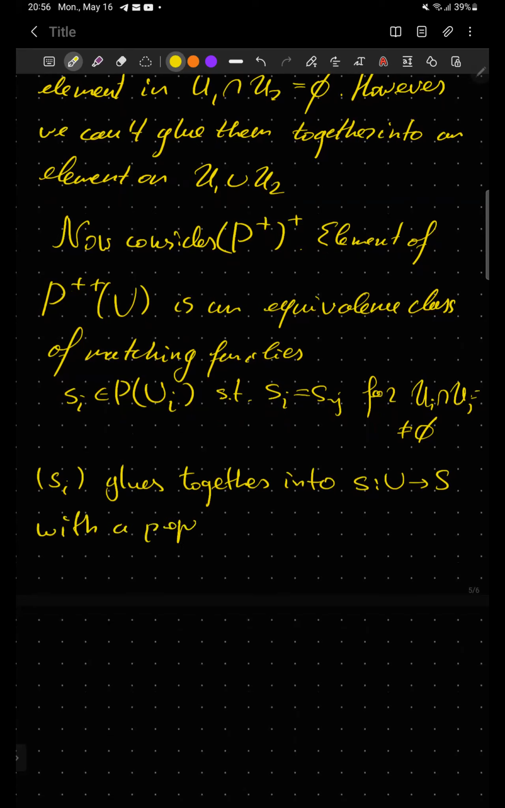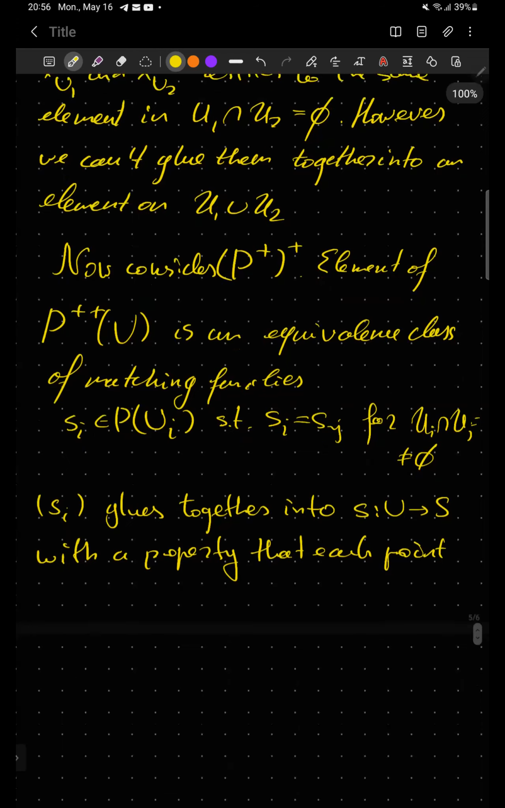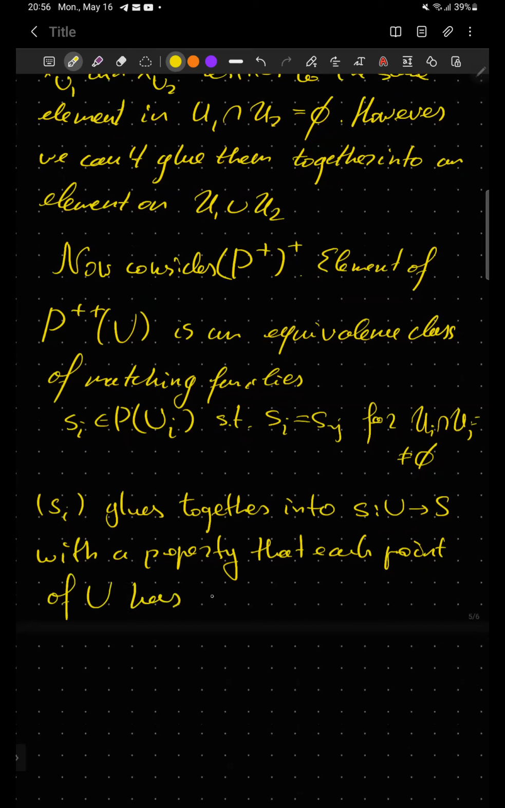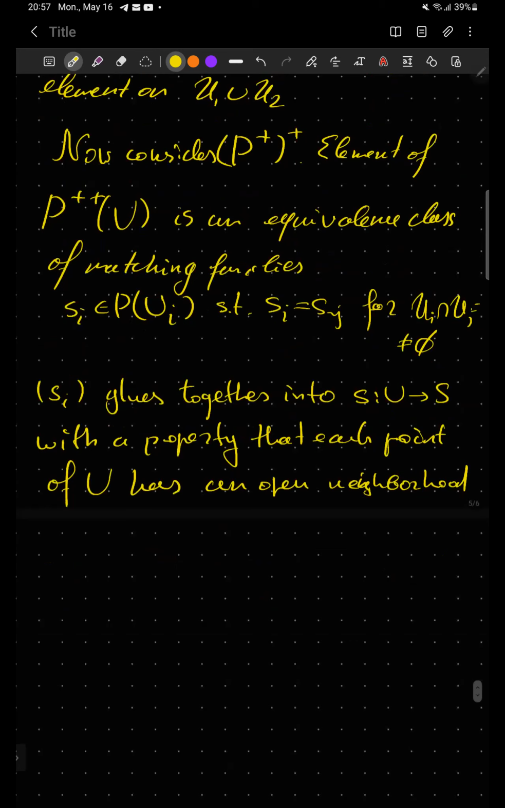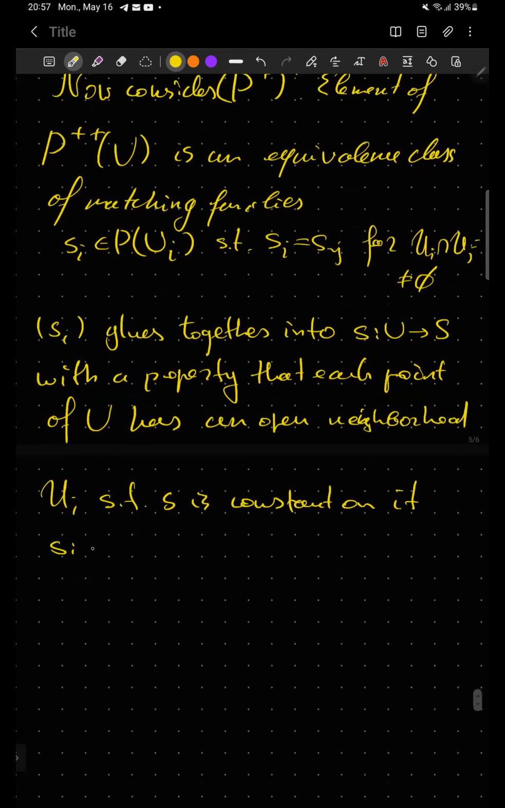with a property that each point of U has an open neighborhood U_i such that s is constant on it. So s from U to S is a locally constant function.